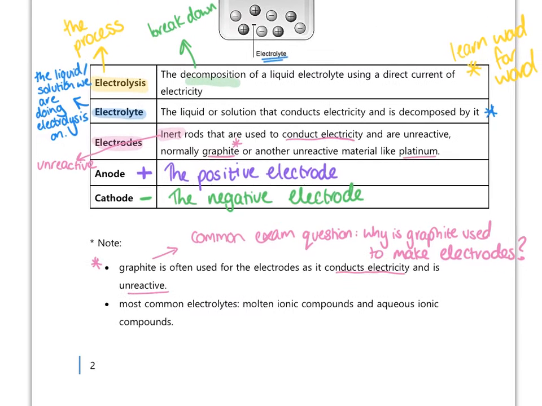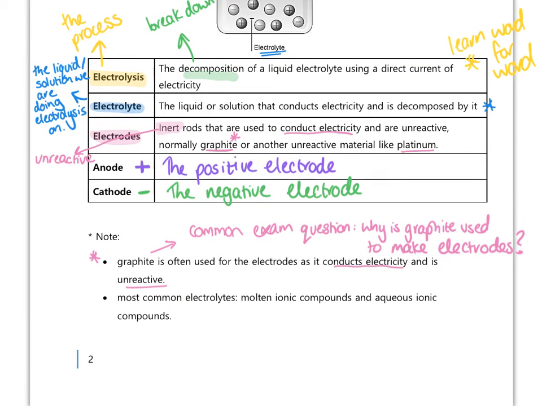And we've looked at why graphite is used for electrodes. Just then, the last point on the page is to look at that your most common electrolytes are molten ionic compounds.